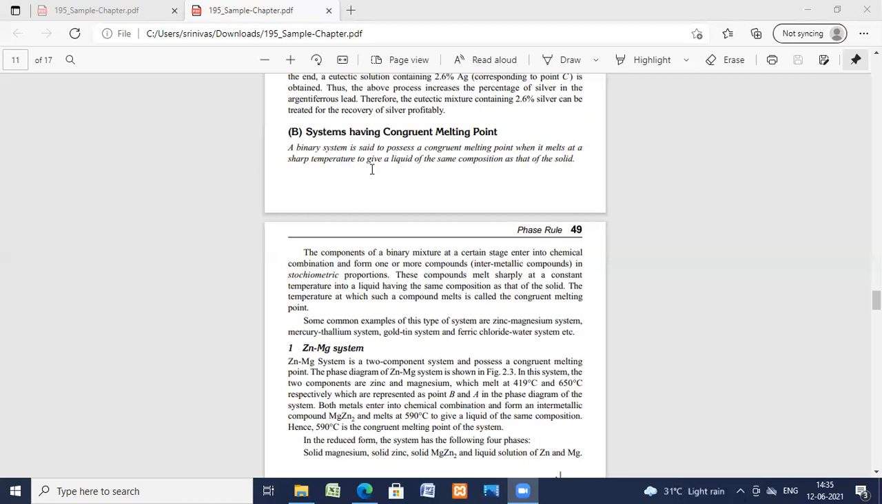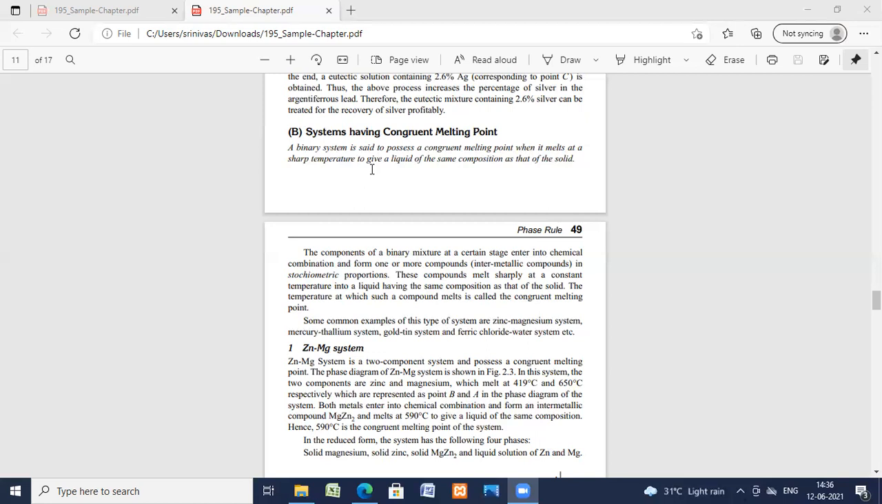Now, based on the nature of the solid phase that separates out during cooling, the system is divided into three types. Now comes our actual concept of congruent melting systems. In the first type, the two components do not form any compound, and on solidification they form an intimate mixture called a eutectic mixture. The previous session was about this two component eutectic mixture system.